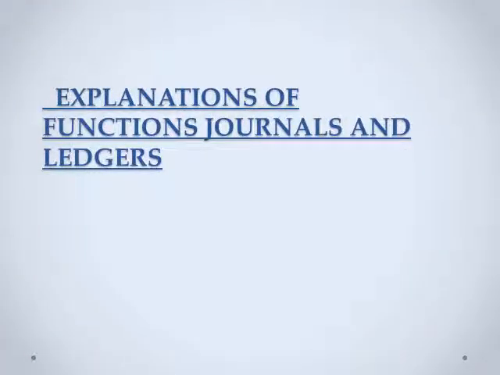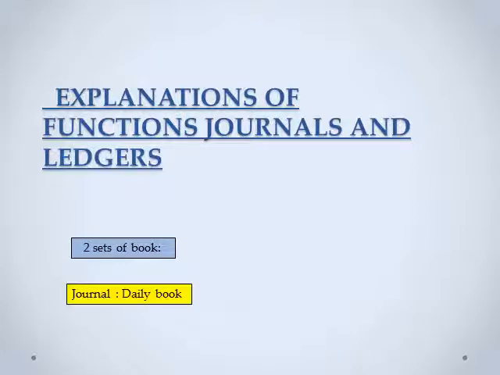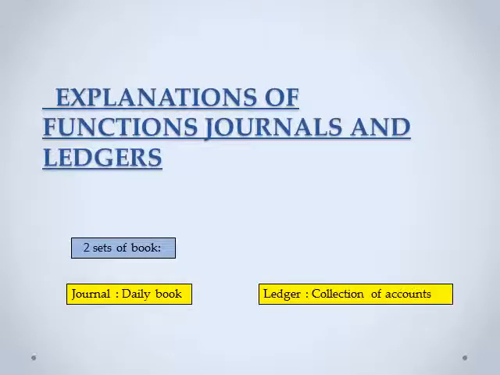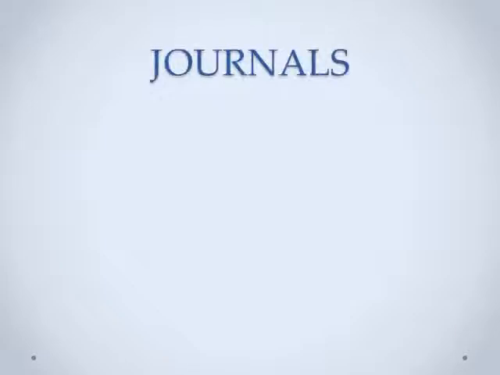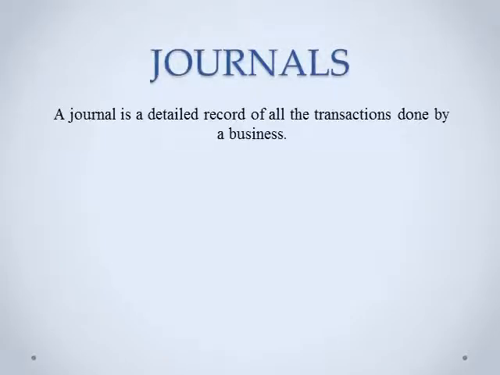Let's proceed to the next topic, which is journals and ledger. I will explain the function of journal and ledger. In accounting, records are made in two sets of books, which are the journal, the daily book, and the ledger, the collection of accounts. A journal is a detailed record of all the transactions done by a business.